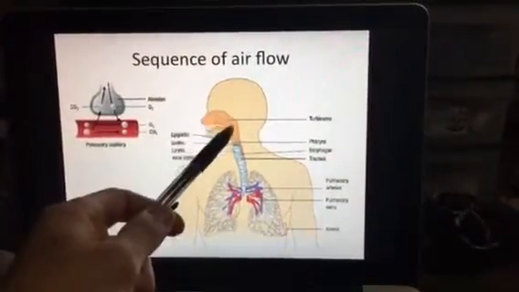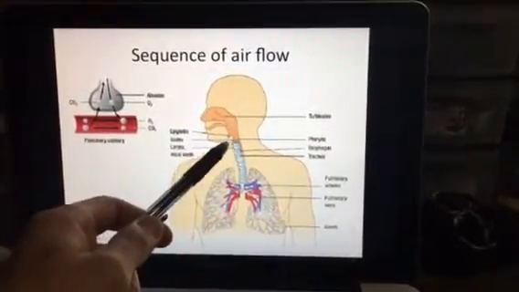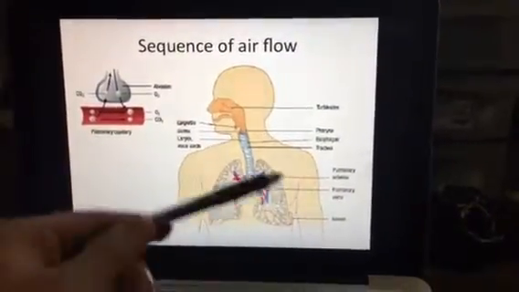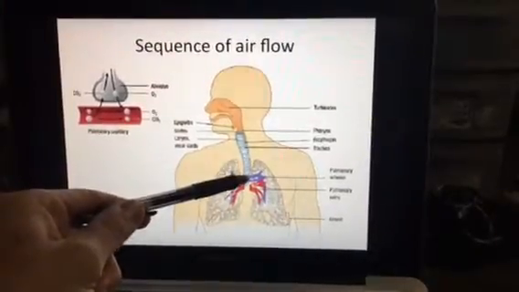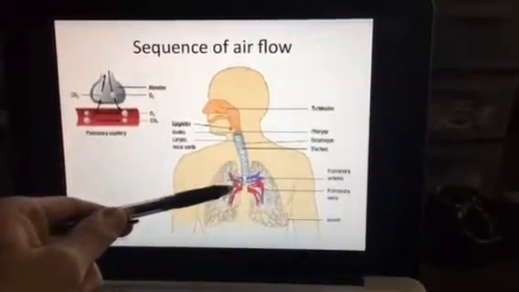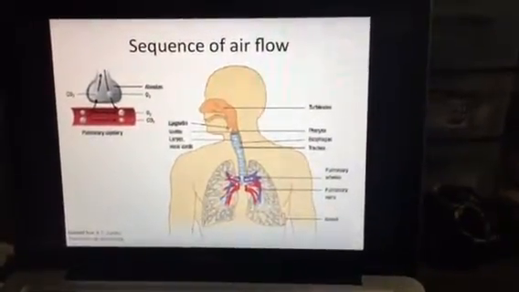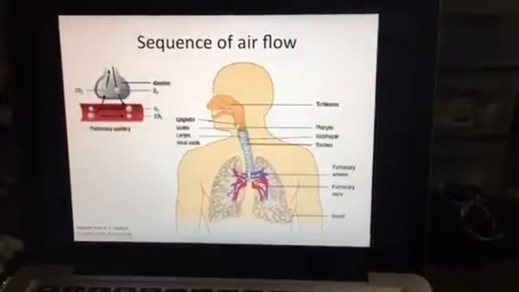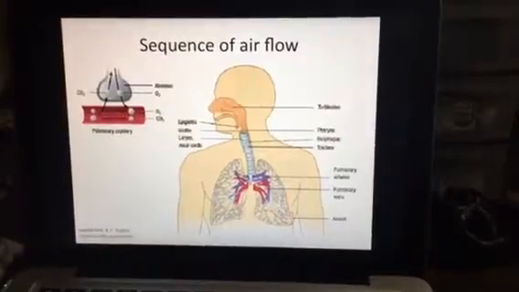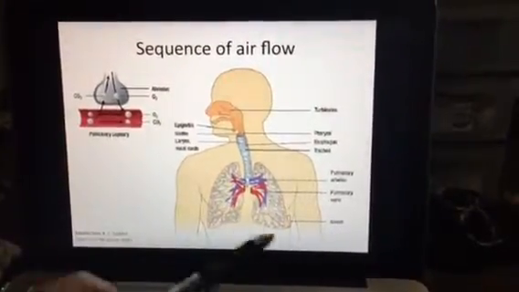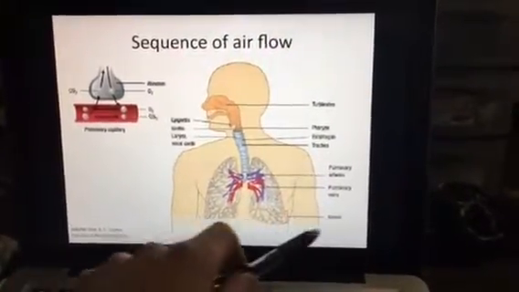Then it works its way into your nasal cavity, through the nasal pharynx, and past the glottis, which you can see right here. It then flows down through your trachea, and then into the bronchi, and then it flows into either lung. After that, it flows to the smaller bronchi, then to the bronchioles, then to the terminal bronchioles, then to the respiratory bronchioles, and eventually it works its way down here to the alveolar ducts and the alveoli, as you can see right here.